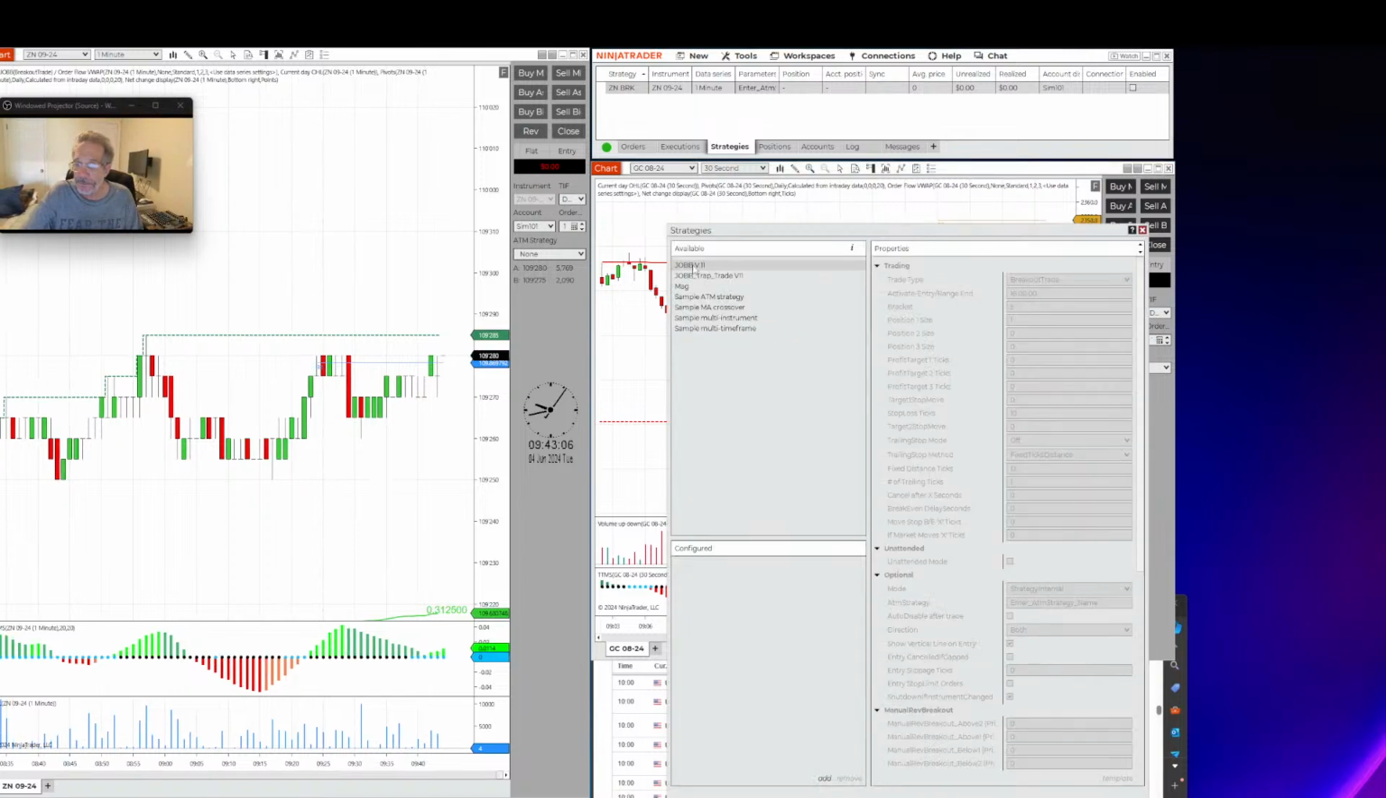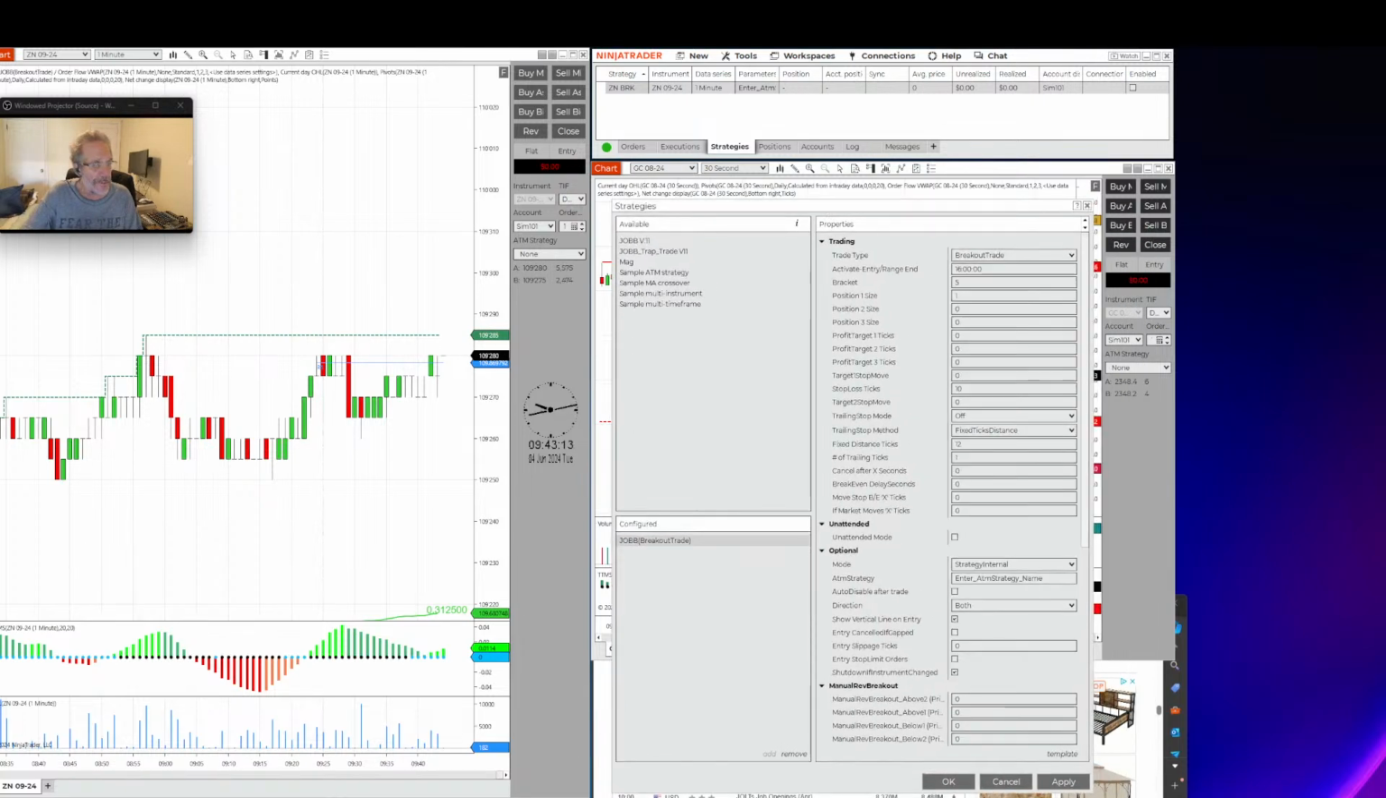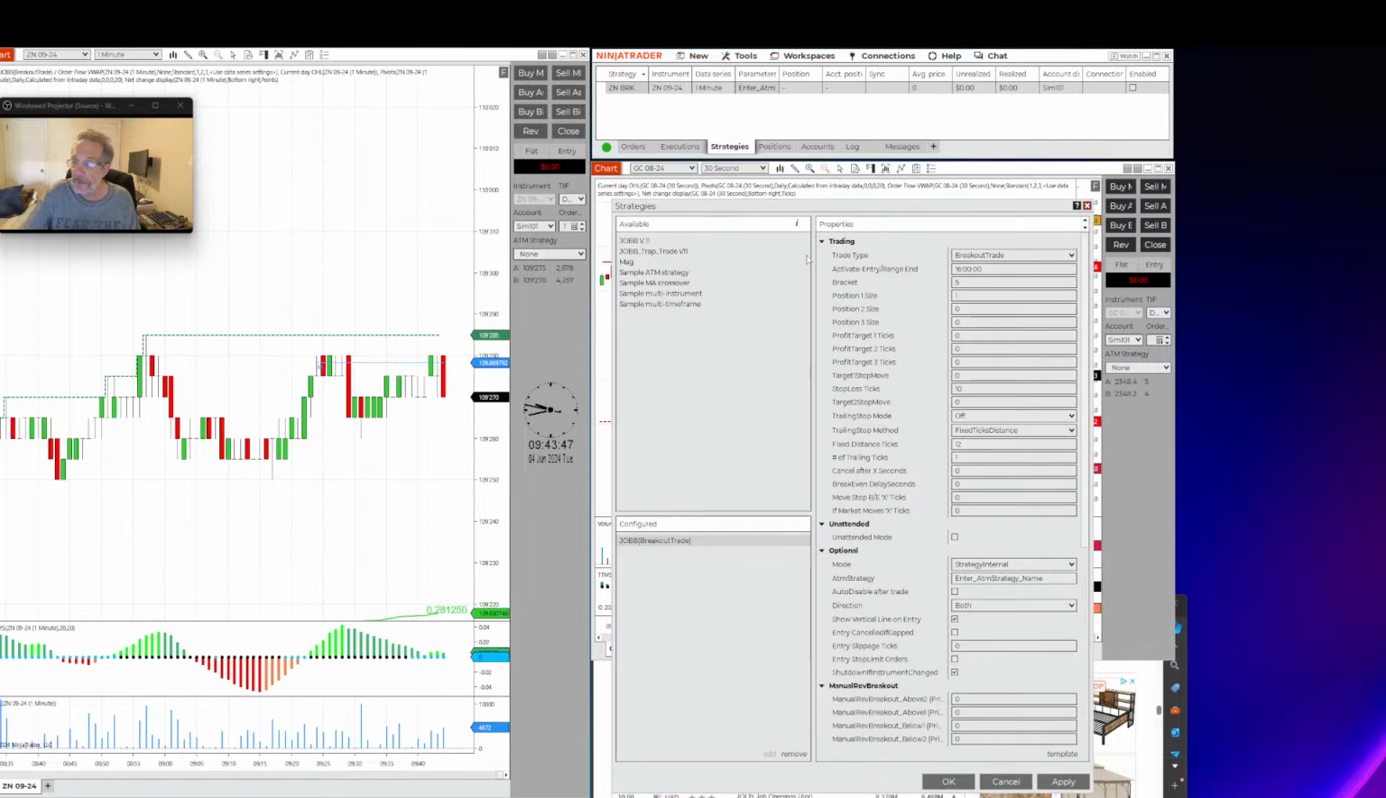Let me show you. So let's say you want to reduce your risk, so you can trade one contract on a breakout. And I have a template that I'm going to load. It'll just save a tiny bit of time. Let me see if I have it. See if it works. Okay, so it didn't. So let me just create the trade.